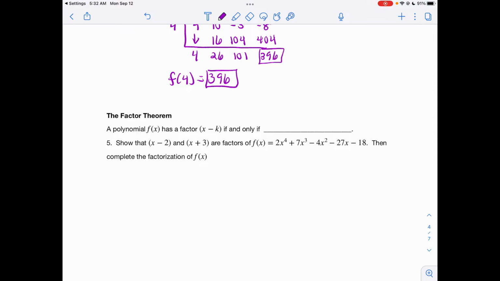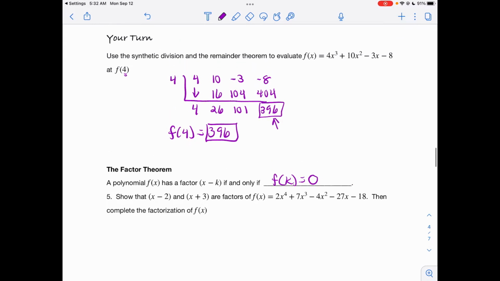All right, now we're going to learn something called the factor theorem. I've kind of already been talking about that as we've gone through it, but this just formalizes it. So how do you know if you have factors? Well, a polynomial f of x has the factor x minus k if and only if f of k gives a remainder of 0. So basically, if you do the synthetic division and what comes in the box is 0, it's a factor.